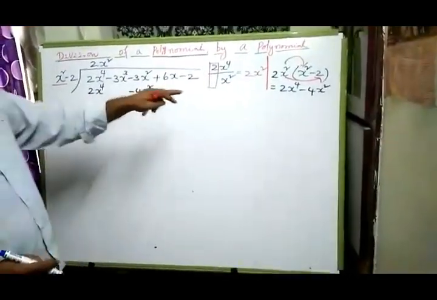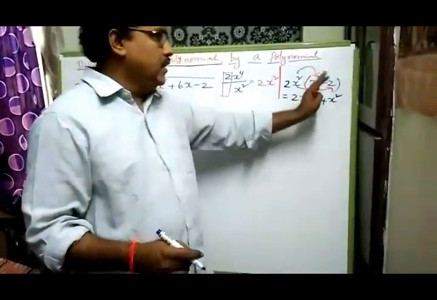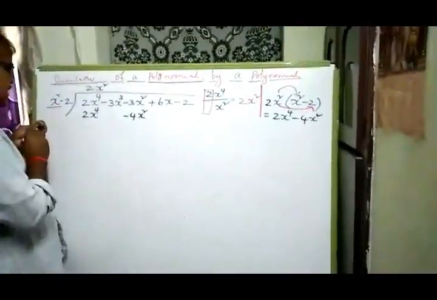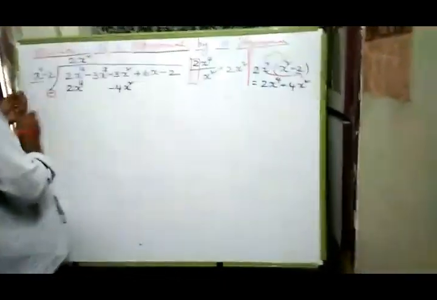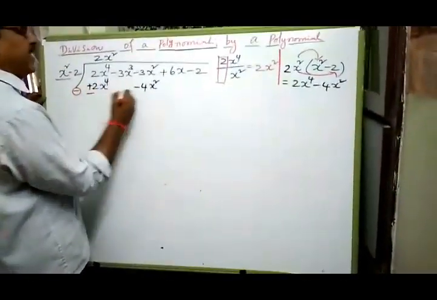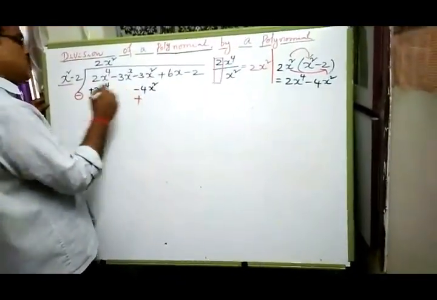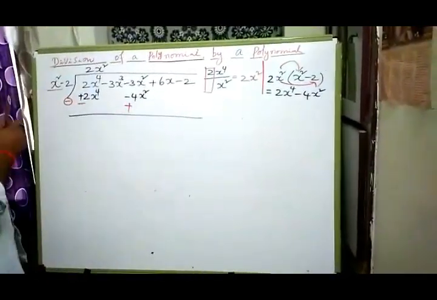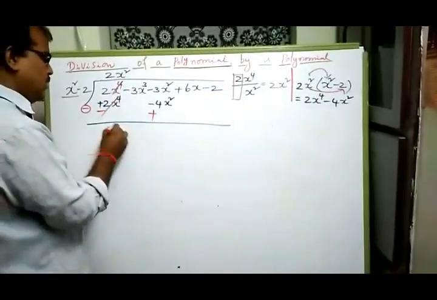2x to the power of 4 minus, there is no x cube term. Just I got 2x to the power of 4 minus 4x square. That's why simply subtract. You know very well subtraction. Because of this minus, this plus becomes minus, this minus becomes plus. Now vertical subtraction. So 2x to the power of 4 minus 2x to the power of 4, 0.